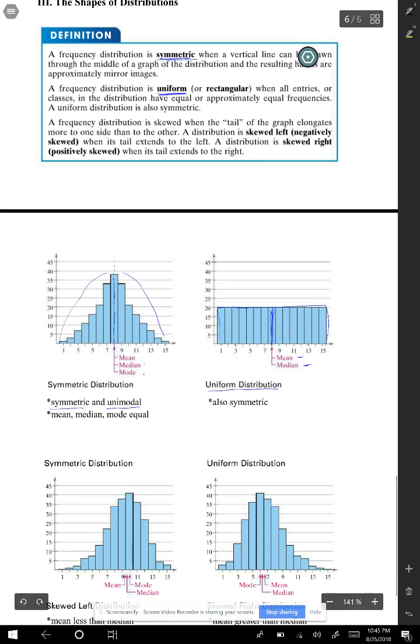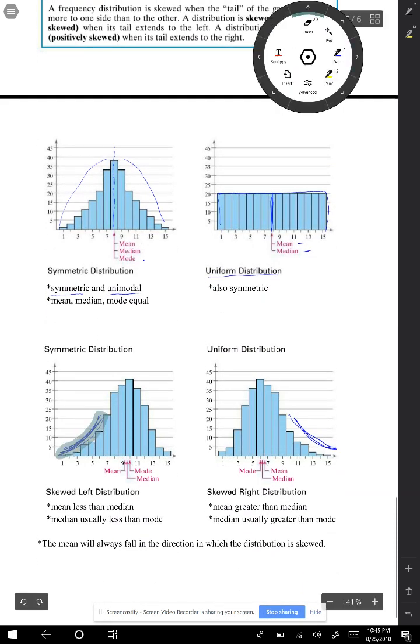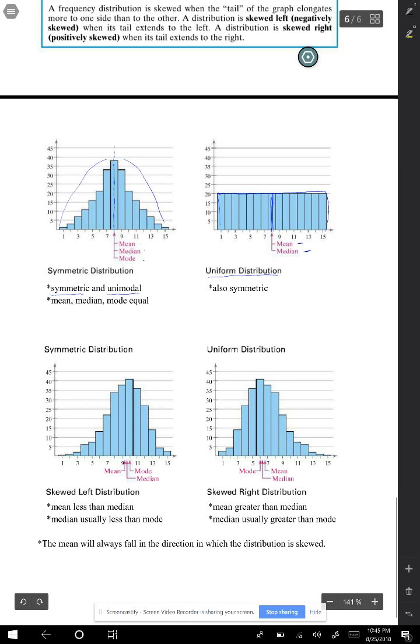And it's skewed when you have a tail. So one side of the graph is longer. You can see that here. One side of the graph is longer than the other side, and that's called skewed. A distribution is skewed left or negatively skewed when its tail extends to the left, and it's skewed right when the tail extends to the right. So when we look at these, I'll get rid of these marks I made. You can see here that when it's skewed to the left, the higher points are all to the right, and then it kind of slides down to the left. So this over here is your tail, this part where it goes to the left.